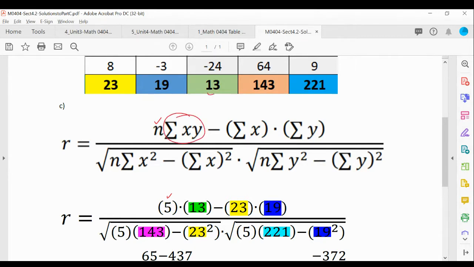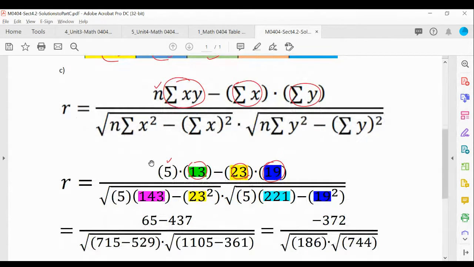Well, where do we find that? We find that over here, so that's 13. Then it's minus the sum of the x values. The sum of the x values is 23. Times the sum of the y values. The sum of the y values is 19.